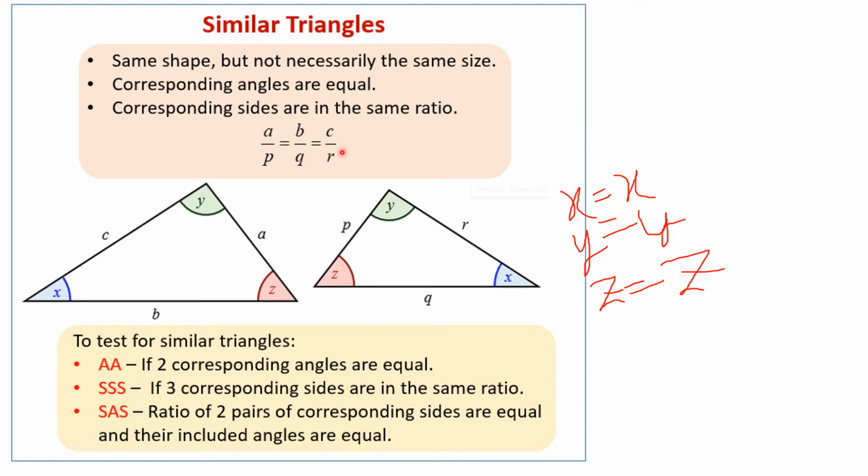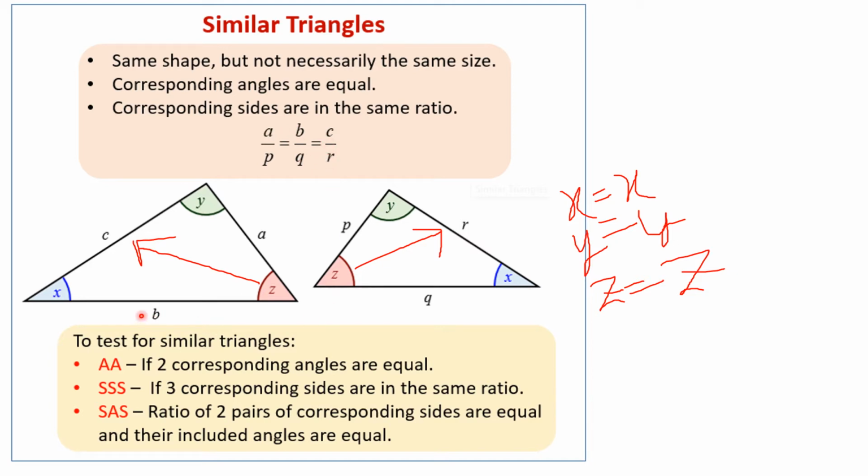Similarly, what is the side opposite to this angle, angle Z? It is R. Fine. Similarly, which is the side opposite to this angle Z? It is C. If two triangles are similar, the corresponding angles are equal, then the corresponding side ratios should also be equal. That means A by P should be equal to B by Q, which in turn equals C by R. Fine.